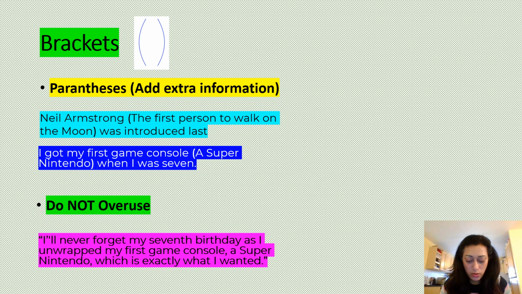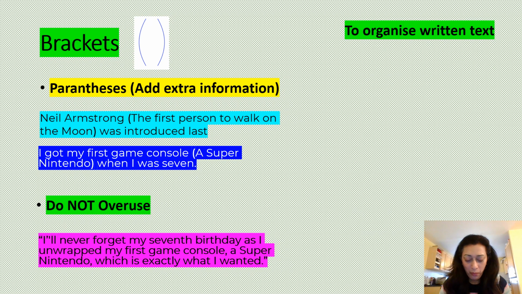Try not to get into the habit of overusing brackets to add information as a replacement for high-quality engaged writing. For example, we could rewrite the example like, I'll never forget my 7th birthday as I unwrapped my first game console, a Super Nintendo, which was exactly what I wanted.